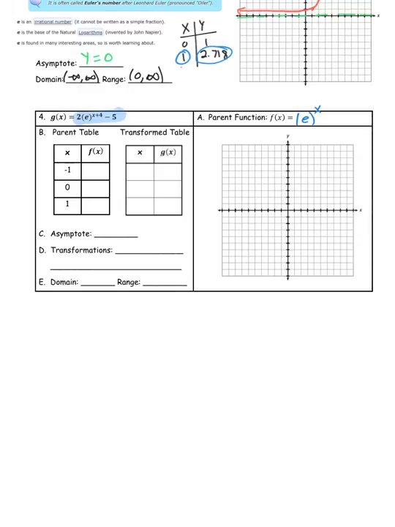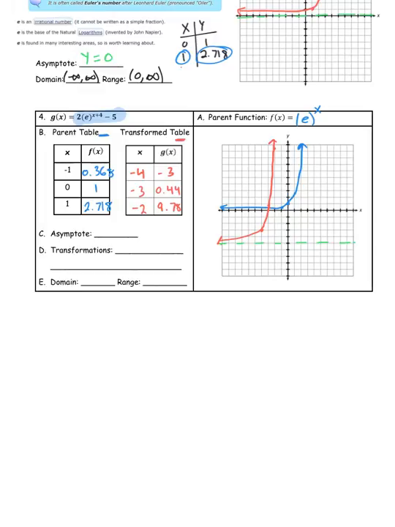Okay, so for my parent table, I am going to substitute, so e to the negative 1. I'm just going to round these numbers. I went ahead and graphed my parent function in blue and then the transformed one in red. The transformed one looks a little funky and I had to pull some weird numbers just so I could find stuff that actually fits on the graph. But overall, generally, the graphing rules are the same.